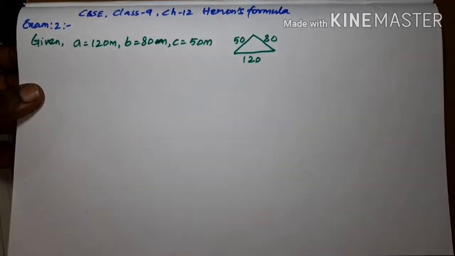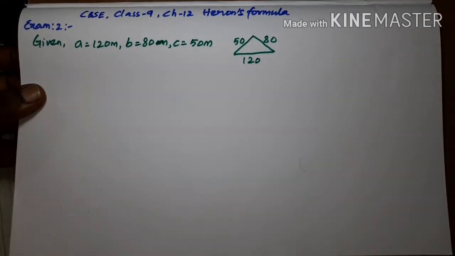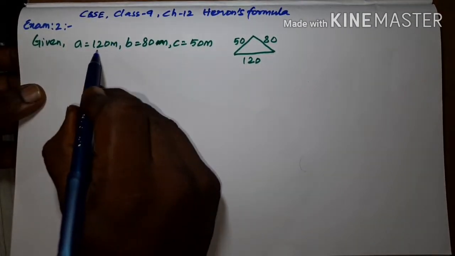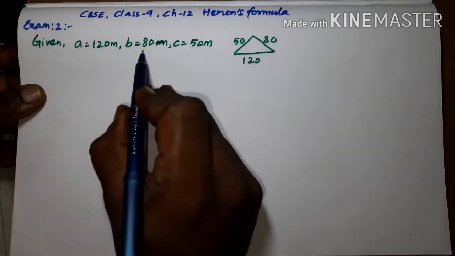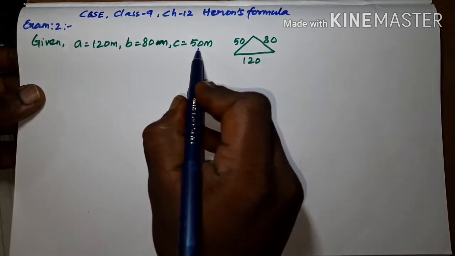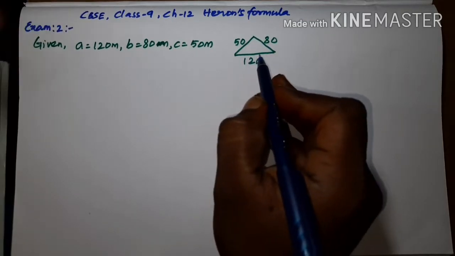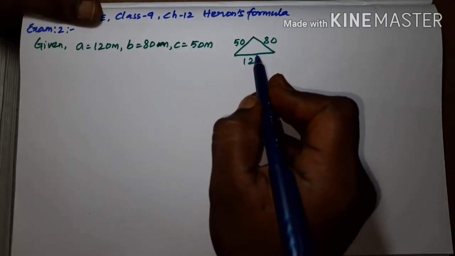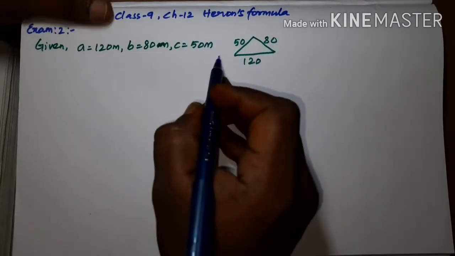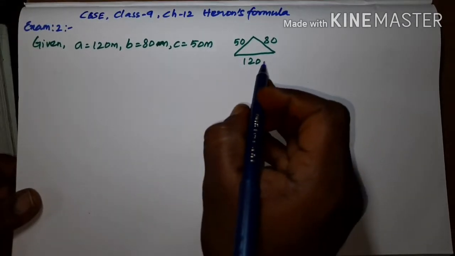So from the example I have written all the given values here. A value is given as 120 meter, B value is 80 meter, and C value is equal to 50 meter. I have drawn the diagram also. We must need the diagram to represent the concept here, because we have taken the triangular shape, and in this first we need to find the area of the triangle.